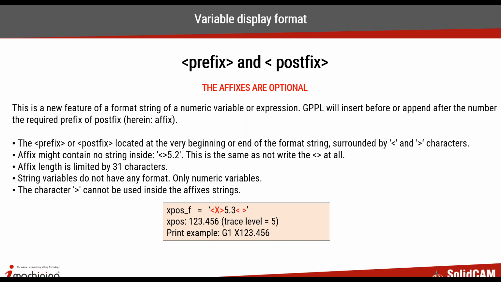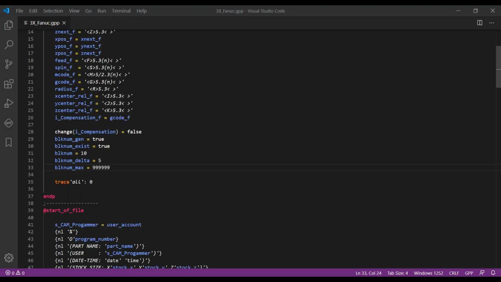So we will put X and then the numeric value, and here you see an empty space. Why do we use the empty space? Well, to separate our variables in the printout of the G-code. Prefixes and postfixes can contain any string, so we can test it right now.